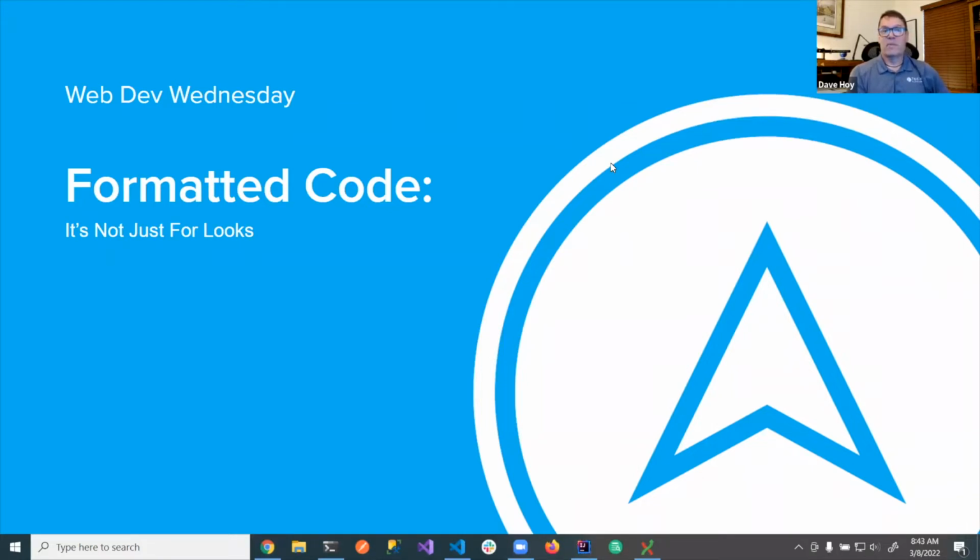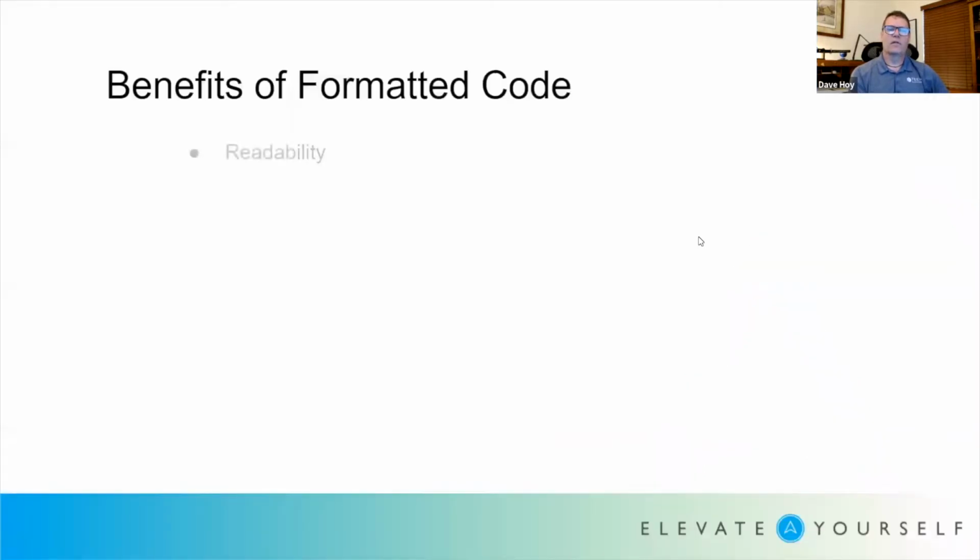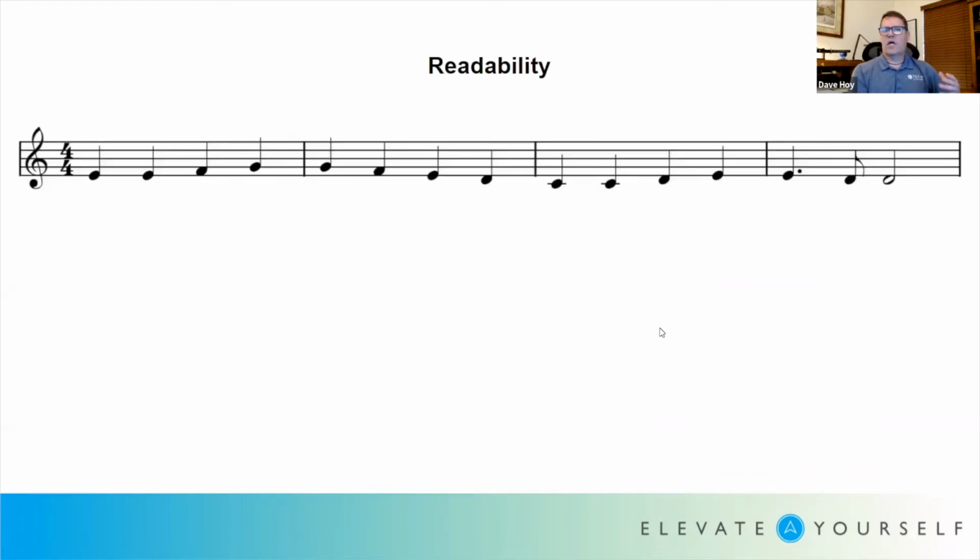It might seem like a pretty mundane topic, but there are actually a number of really useful benefits to formatting our code. First and foremost is readability. We can also use the formatter in our IDEs, our integrated development environments, to actually be one of the first steps in debugging code. We're also going to talk about why it's important to have consistent formatting on a team project. So let's first talk about readability.